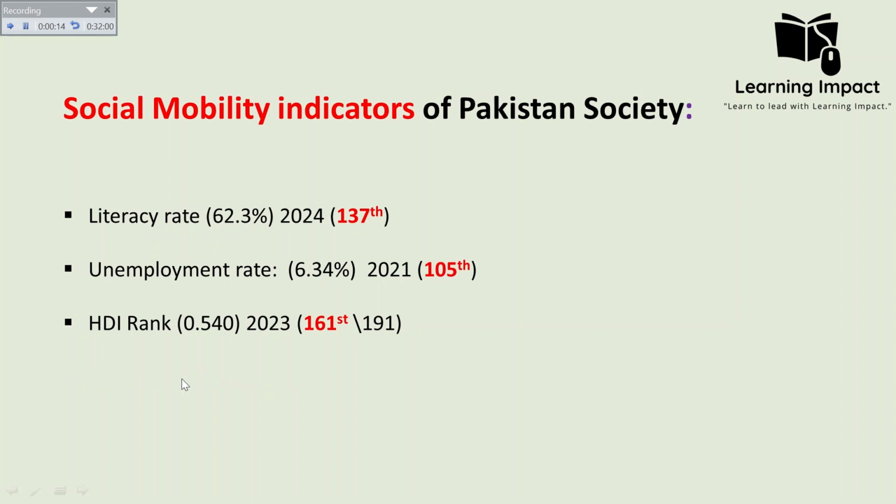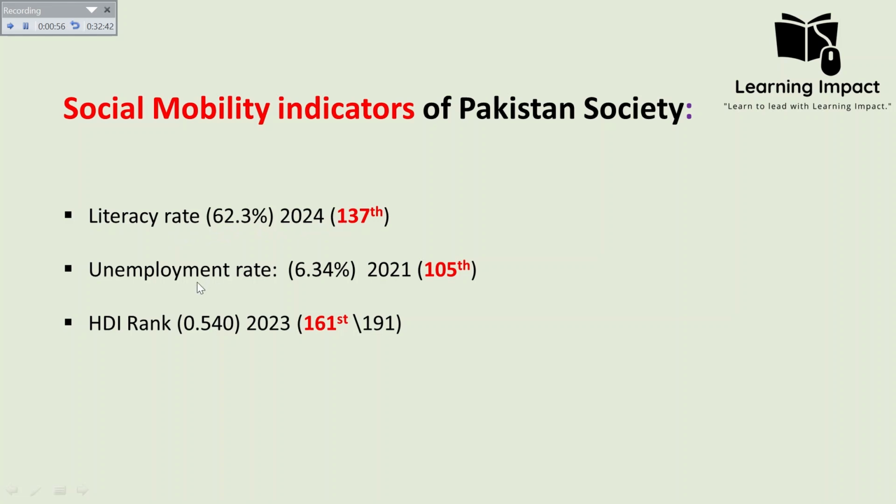The indicators of social mobility include literacy rate, unemployment rate, HDI, which is the Human Development Index, and also per capita income. These are all reports published annually by the United Nations. In the case of Pakistani society, these indicators show a worse condition, because the literacy rate is about 62.3% according to 2024, and that's why Pakistan ranked 137th globally. It is one of the worst rankings.